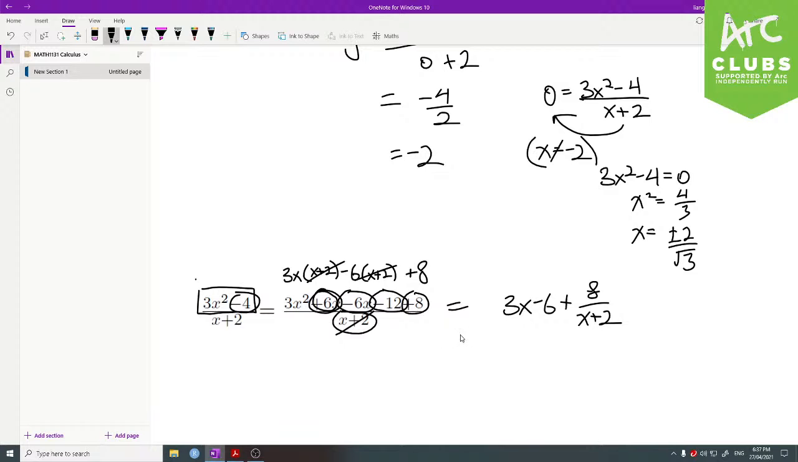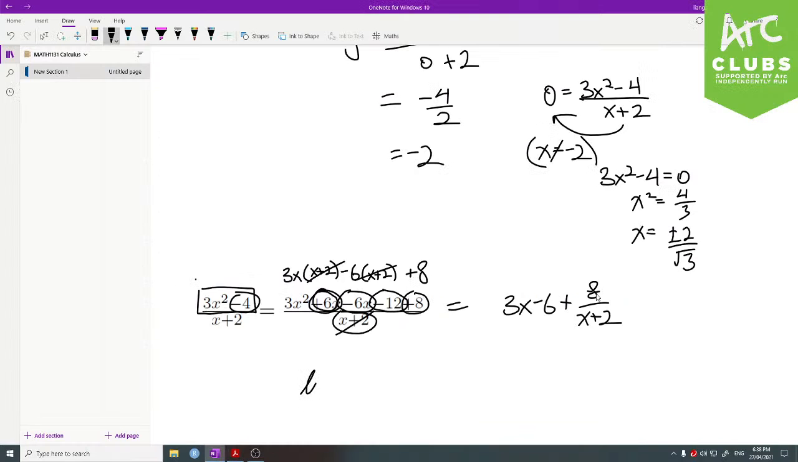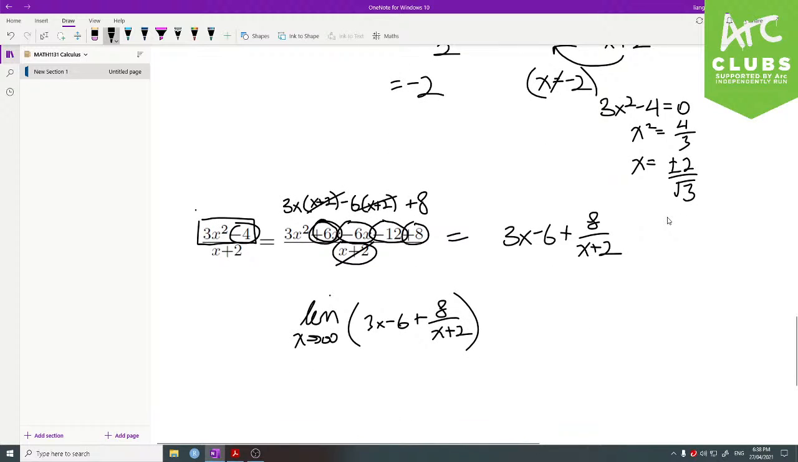Then, like the usual way we find horizontal asymptotes, we take the limit as x approaches infinity of 3x minus 6 plus 8 over x plus 2. As x approaches infinity, this term will go to 0, because it's 8 divided by a very large value, which basically leaves us with the line 3x minus 6. So this tends towards 3x minus 6, which means that this will be our oblique asymptote.